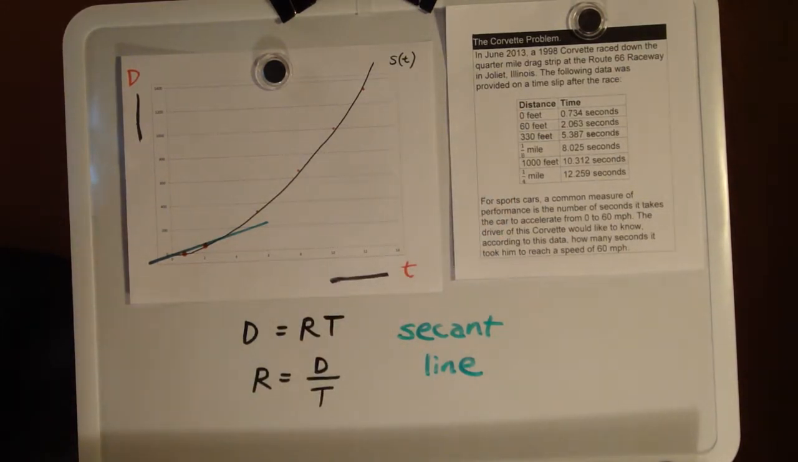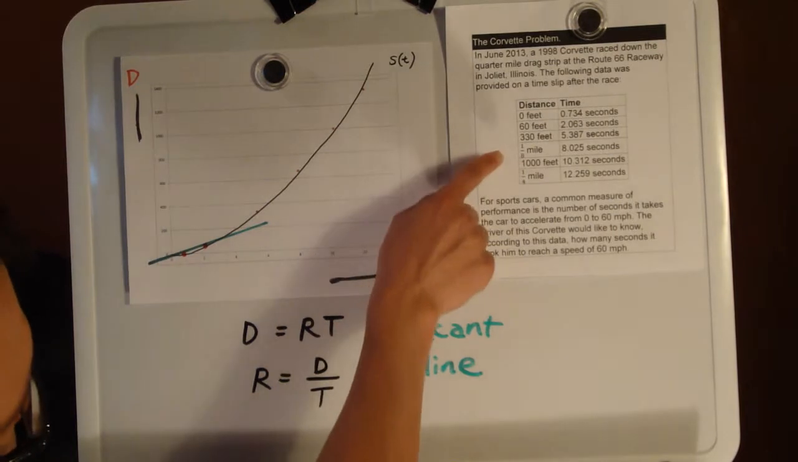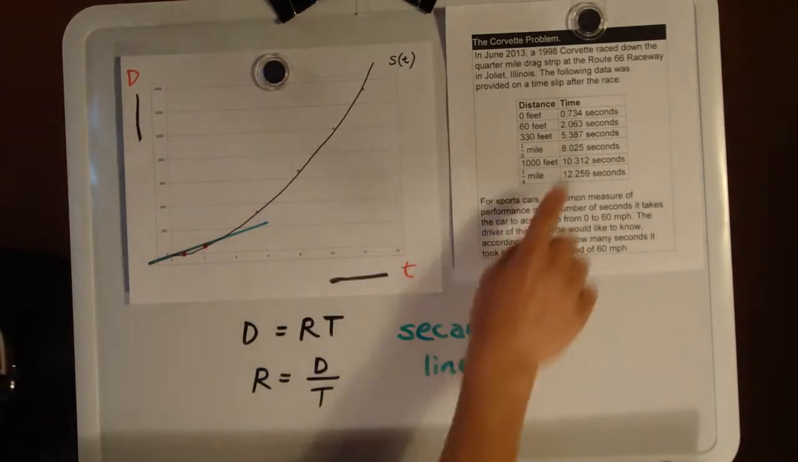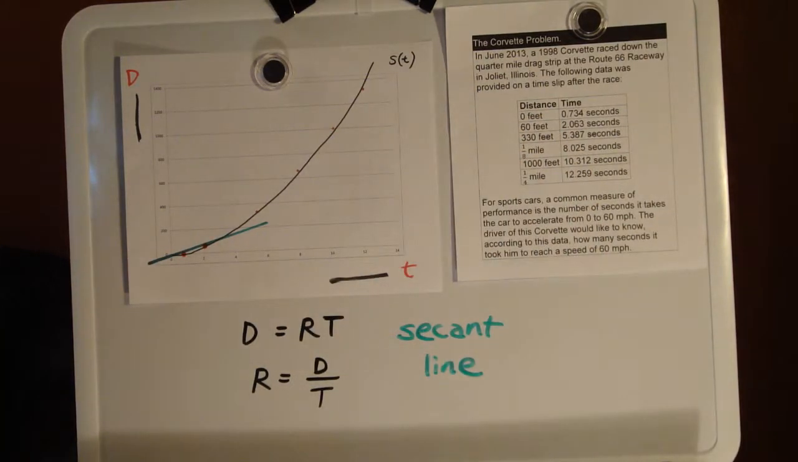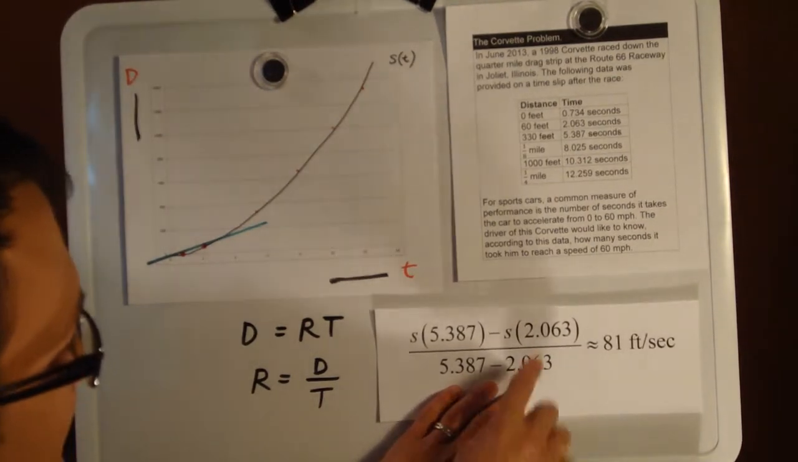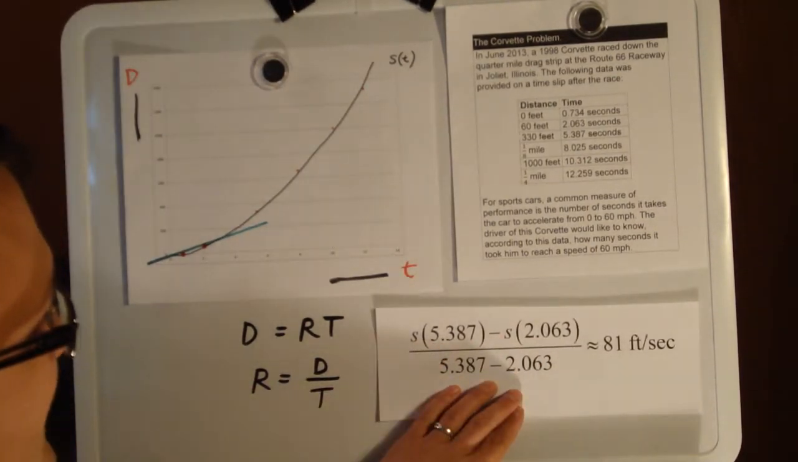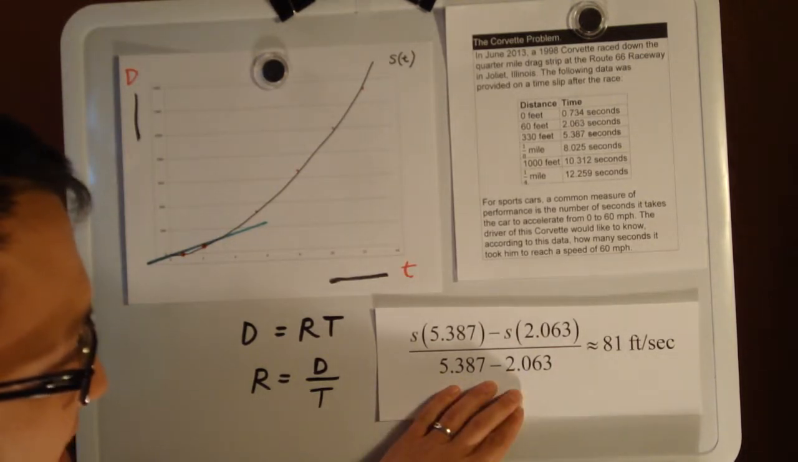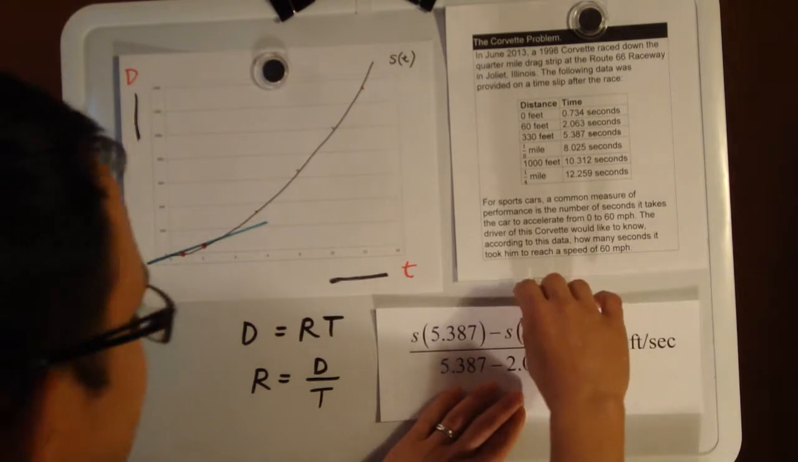Something you'll notice is that if you move to a different interval, you're going to get a different value. If you now look between, say, 60 feet and 330 feet, you're going to be using different data, and as a result, you expect a different speed. To show you the quick calculation, using the 2.063 and the 5.387, you'll notice that the average speed has changed. This is 81 feet per second.